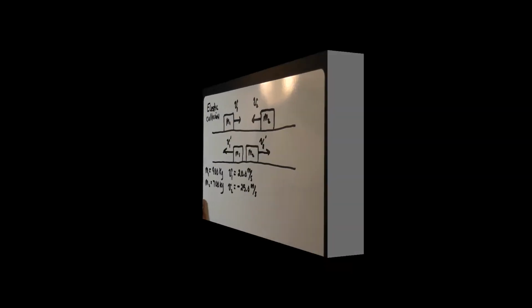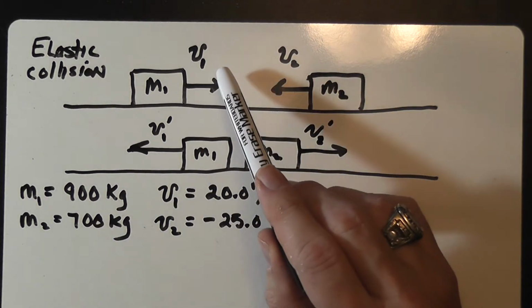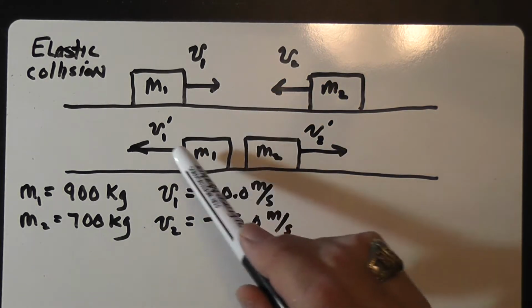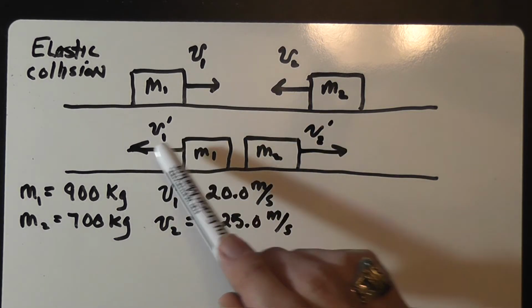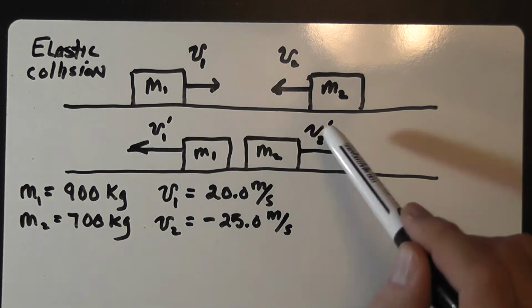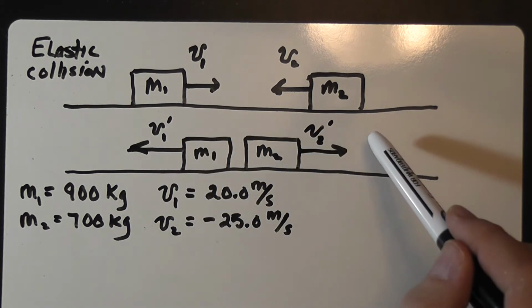Okay, we have a problem in physics in momentum, and this is an elastic collision between two masses, each traveling at a certain velocity and colliding somewhere in the center. We have the collision, and then we have two velocities after the collision, v prime 1 and v prime 2, going in the opposite direction after the collision.